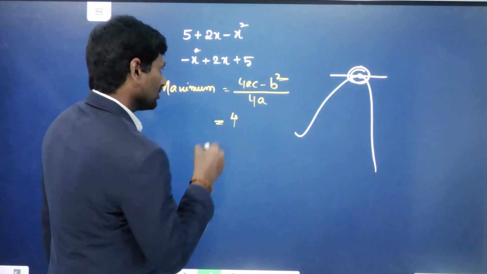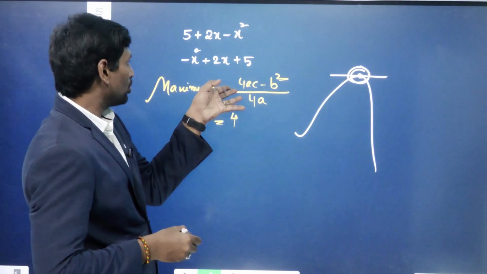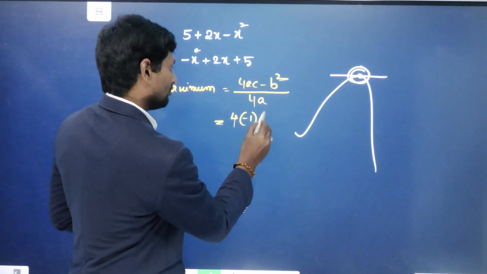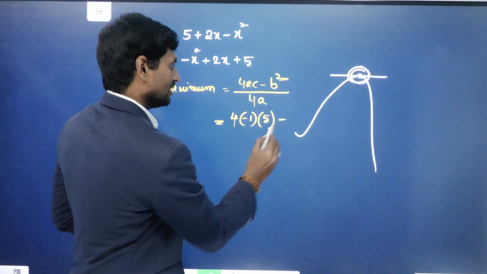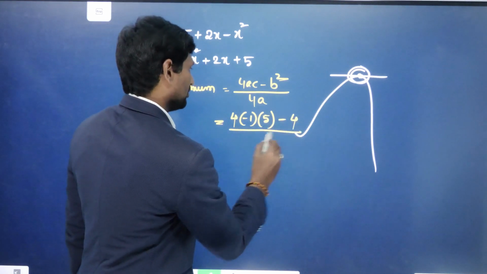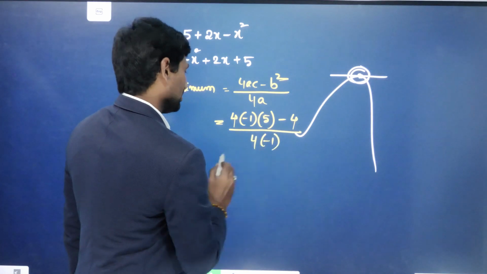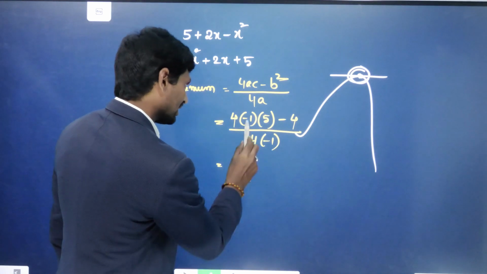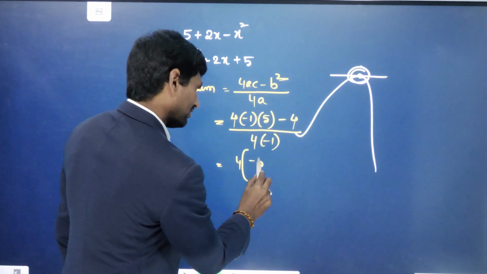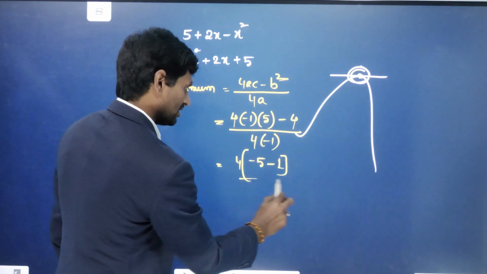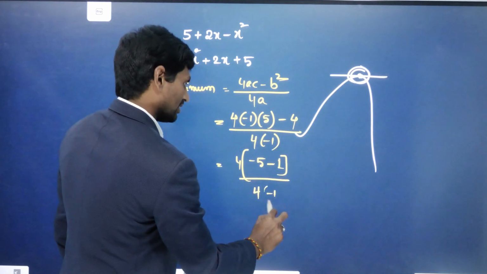Substitute the values. a is the coefficient of x square, minus 1, and the constant term c is 5. b is the x coefficient, 2. 2 square value is again 4. So 4 into minus 1. Observe, in the numerator 4 is a common term. What is remaining? Minus 1 into 5, minus 5. Minus, if you remove 4 outside, 1 will remain. So 4 into minus 1.